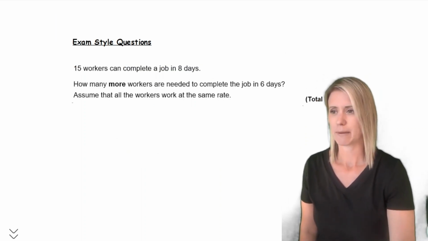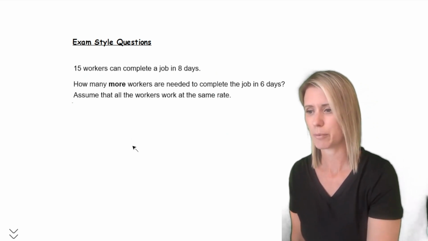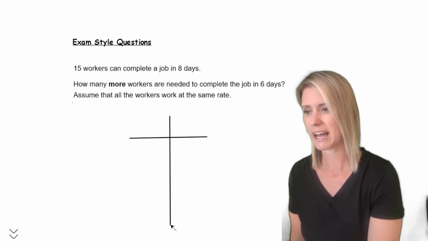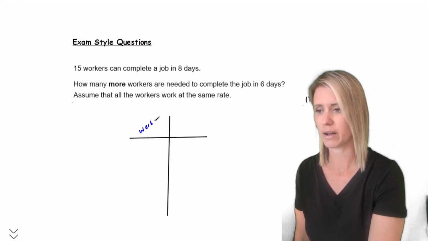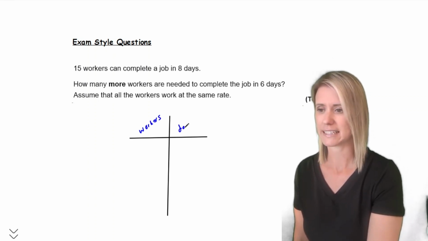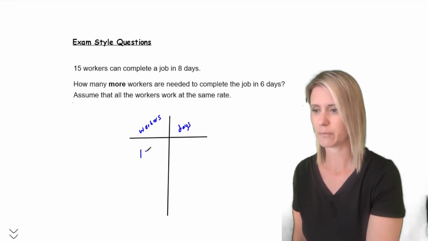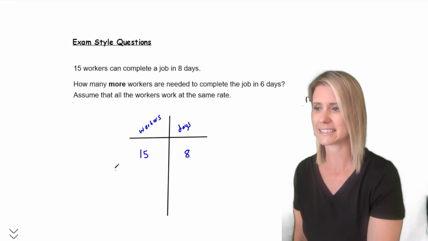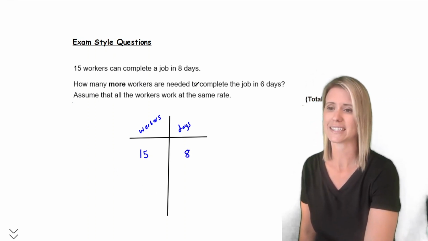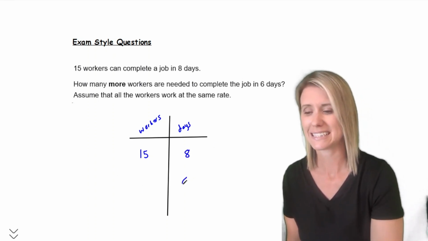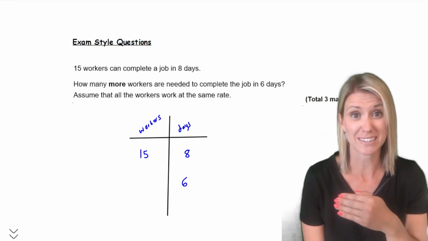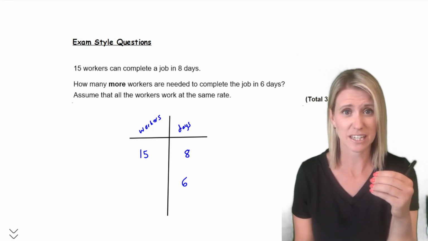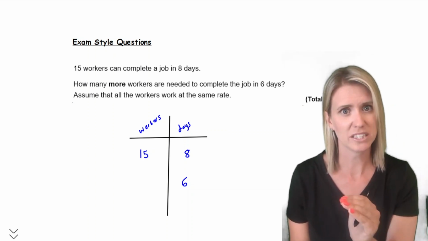Moving on to some exam style questions then, this is the type of thing you will expect. So we have 15 workers completing a job in 8 days. So the workers and the days, 15 workers and 8 days. How many more workers are needed to complete the job in 6 days? Okay, so we're going into 6 days. They've given you a clue here to tell you that although the days has gone down, we're going to need more workers, which is great.